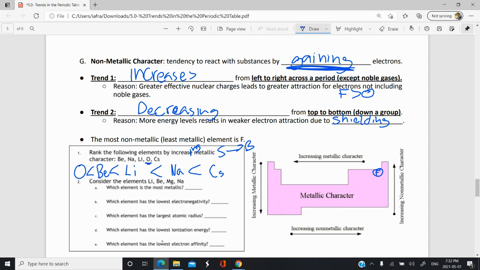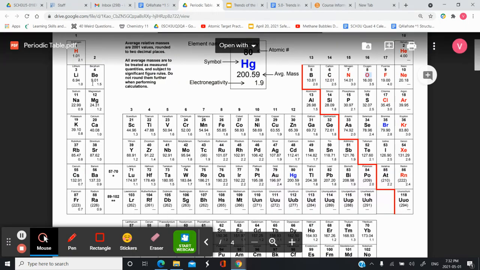So let's try these ones here. Consider the elements Li, Be, Mg, and Na. And this is a good consolidation activity. It lets you see if you understand all the different trends. So which element is the most metallic? And based on this, let's take a look. Na, Mg, Be, and Li. So Be is out of the run because Mg is more metallic and so is Li. So it's not Be.